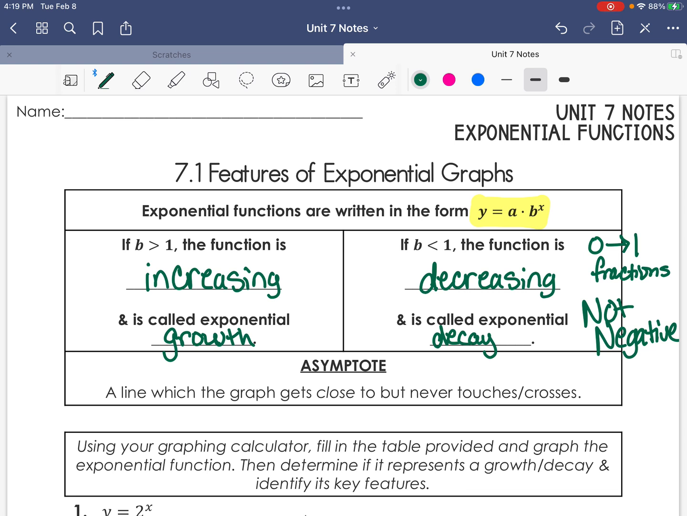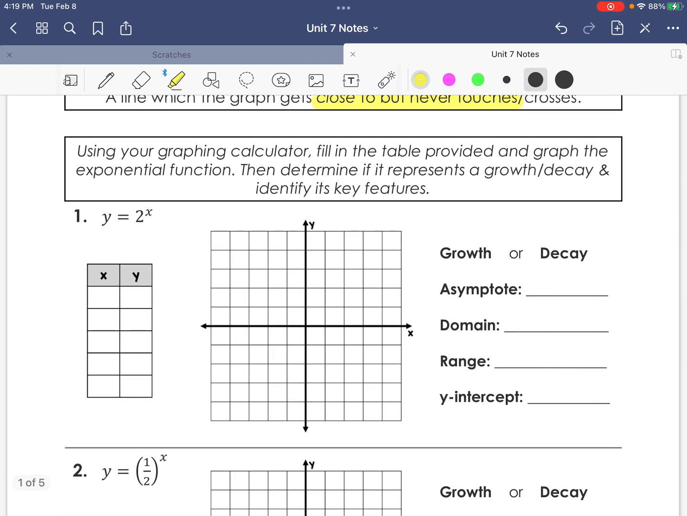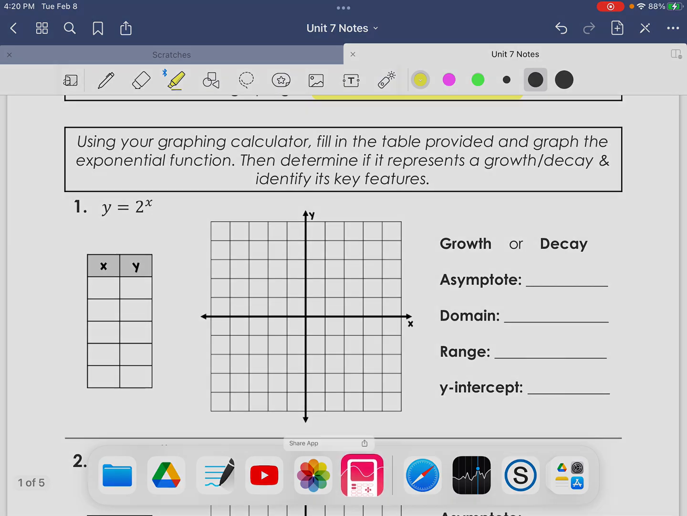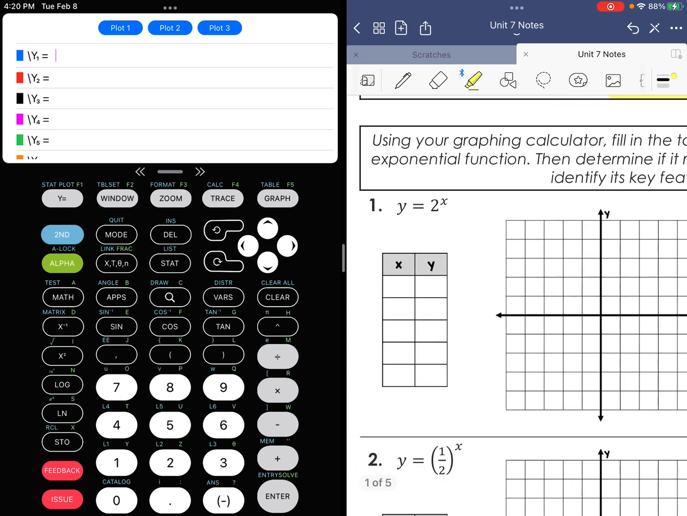Our vocabulary word for this section is asymptote, and that is the line which graphs get close to but never touch or cross. So these are like a boundary line for your graph, and you can't go past them when you are graphing them. So notice the directions say that we're going to use the graphing calculator to put these into the table. So I'm going to go ahead and pull up the calculator, and that way we will have it ready.